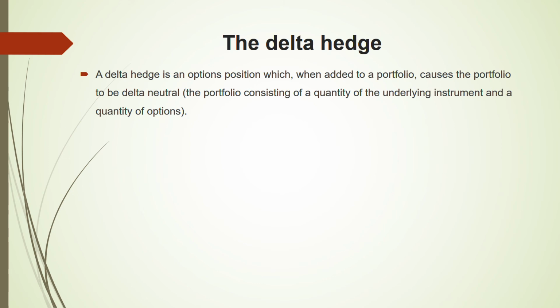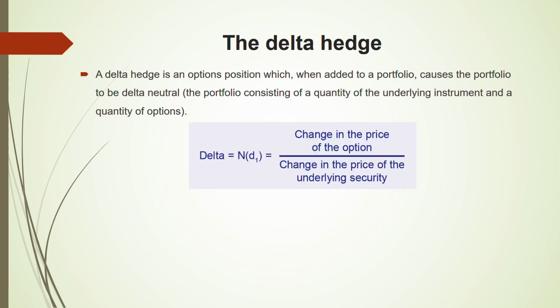You don't have to know the definition and all. Mostly when they ask about delta hedge, they will be asking a calculation. So this is the only formula that you need to know for delta hedge: change in the price of option divided by change in the price of underlying security. That change in the price of option is caused by various reasons. We know that, right? When we calculated D1, we took the impact of everything.